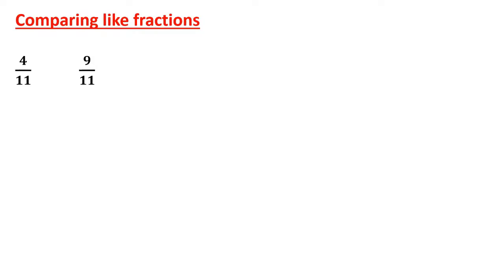So in this case we need to compare the numerators. 4 and 9 are the numerators here. When we compare 9 and 4, we get 9 greater than 4. That means the fraction which has the greater numerator will be the greater fraction. So 9 by 11 is greater than 4 by 11.